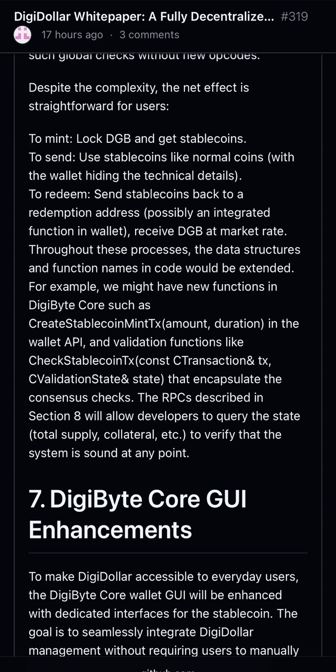Throughout these processes, the data structures and function names in code would be extended. For example, we might have new functions in DigiByte Core such as CreateStablecoinMint(amount, duration) in the wallet API, and validation functions like CheckStablecoinTransaction(tx, state) with validation state, that encapsulate the consensus checks. The RPCs described in Section 8 will allow developers to query the state, total supply, collateral, etc., to verify that the system is sound at any point.